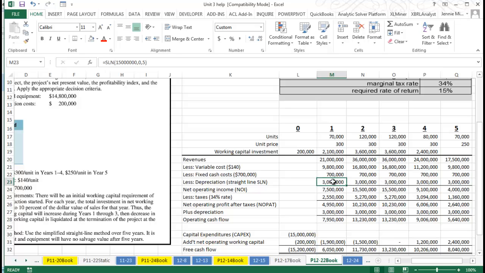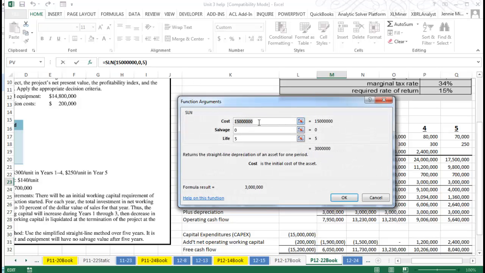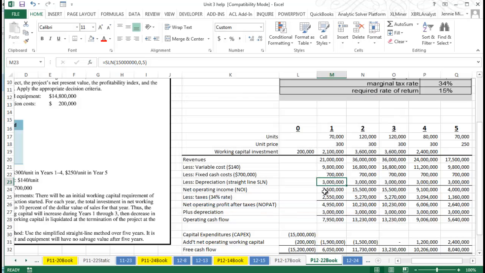And then our depreciation, if I go up here and click in here, is just based on the cost of the 15 million, the zero salvage, and a 5-year life. So I'm using the depreciation function in Excel to do that. Then to come up with our net operating income, we're just taking our revenue, subtracting those things to come up with our net operating income.